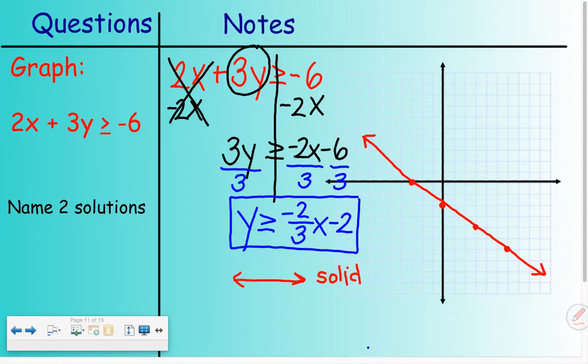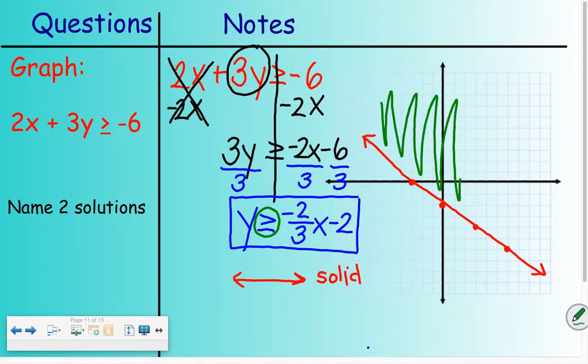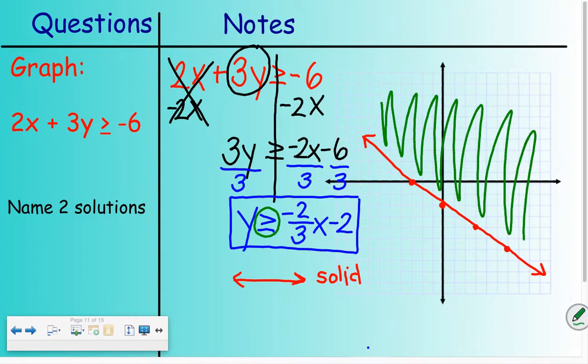And then for the shading, I'm going to put my pencil on my y-intercept. The inequality is greater than or equal to, so numbers that are getting bigger are above my line. So if you think of a number line, numbers get bigger as they go up, smaller as they go down. So I'm going to shade everything above my line.